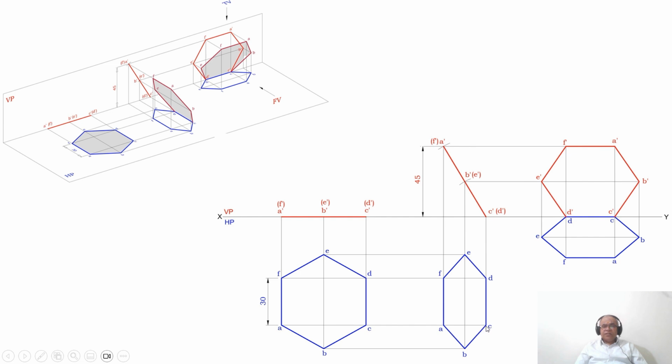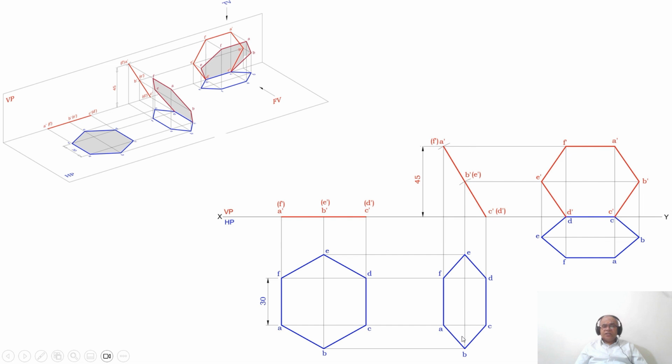Then you measure the distance from C to A, which is the same as D to F. With C as center, cut an arc on this vertical line, and also with D as center, cut an arc on the same vertical line which you have projected. Then mark the points as A on this side and F on this side.